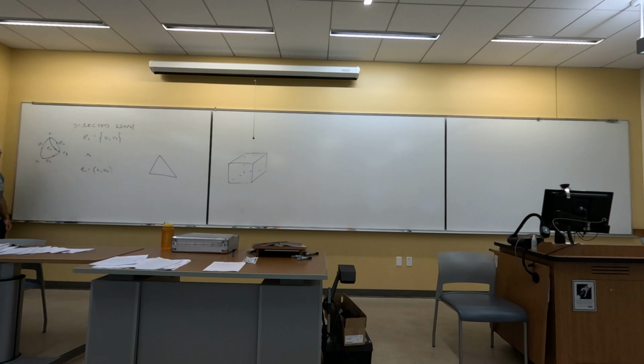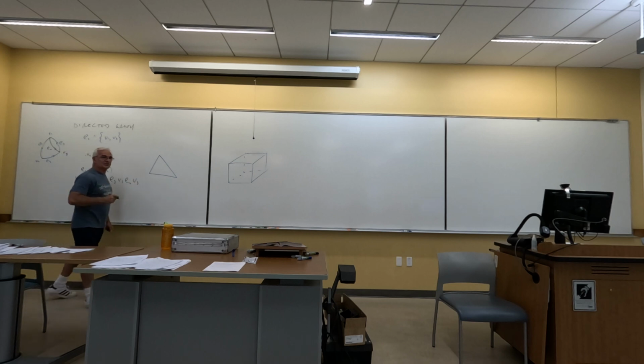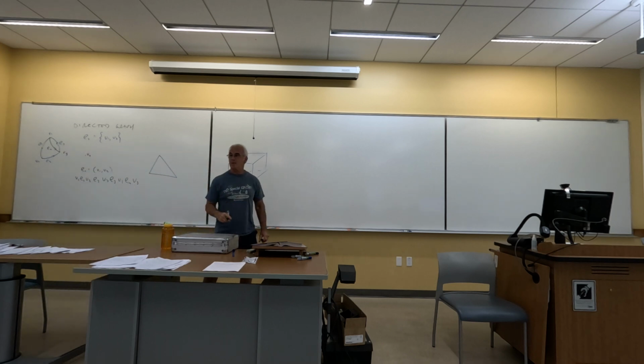So I want to describe this path. The way we usually do it, where did I start? I went V1, E1, V2, E2, V3, E3, V1, E4, V3. This is the mathematics we would use to describe this path. We simply write them all out.